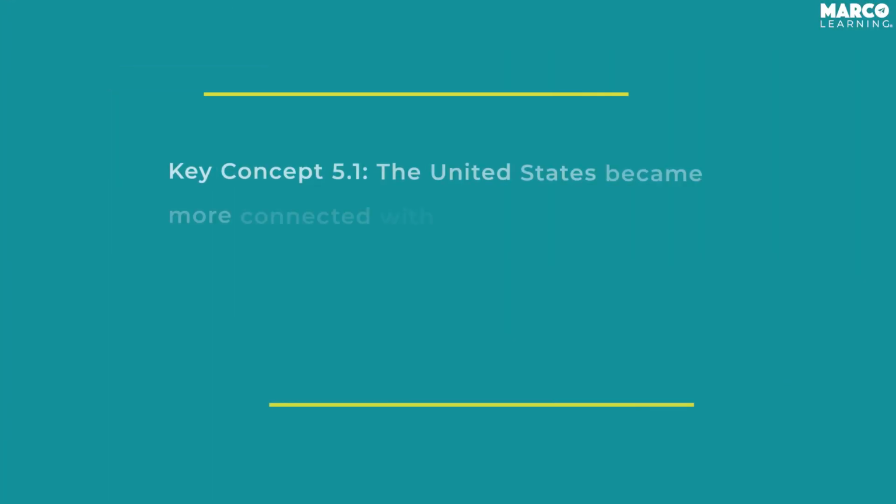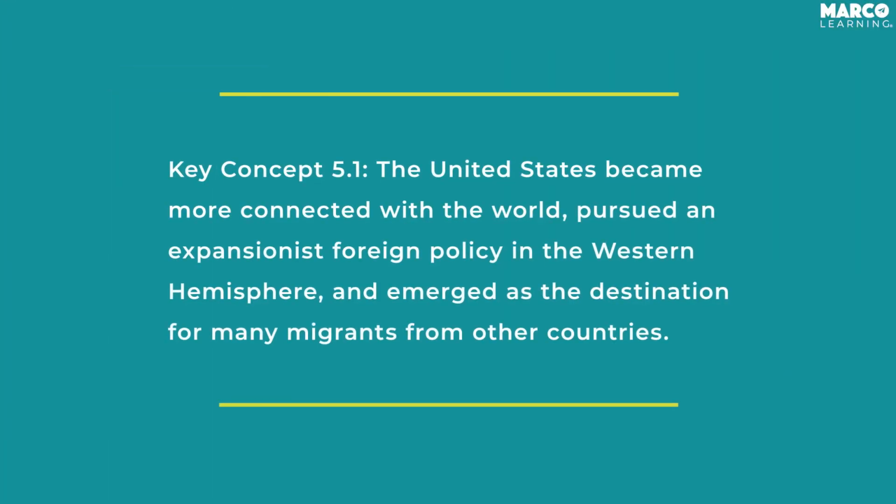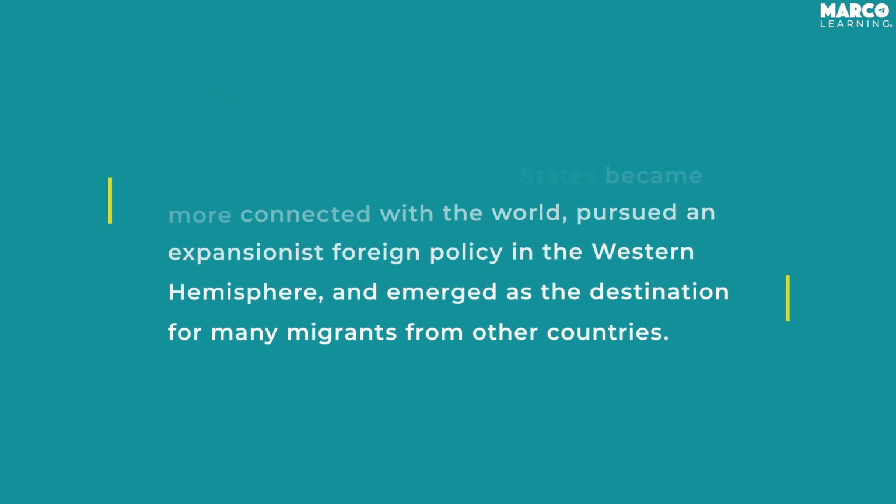Let's start with the first of the 3 key concepts from this time period. Here's what it says in the official curriculum. The United States became more connected with the world, pursued an expansionist foreign policy in the Western Hemisphere, and emerged as the destination for many migrants from other countries. Of course, they packed a few ideas into this, so let's take them one by one.